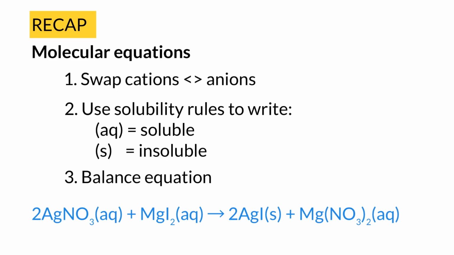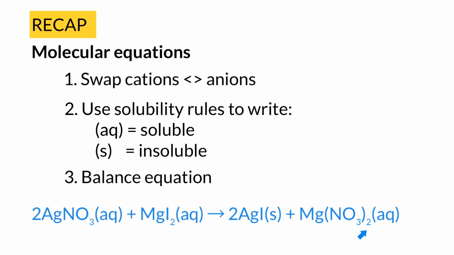So let's try our recap of the last lecture. For molecular equations, we basically just trade cations and anions. So we just swap them over. The silver is positive and the iodide is negative. On the other side, you get silver iodide. And then you've got the magnesium that's positive and the nitrate that's negative. So on the other side, you get magnesium nitrate.